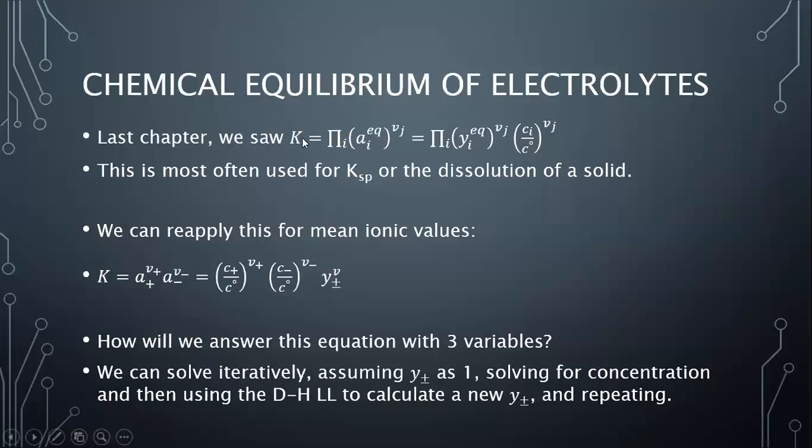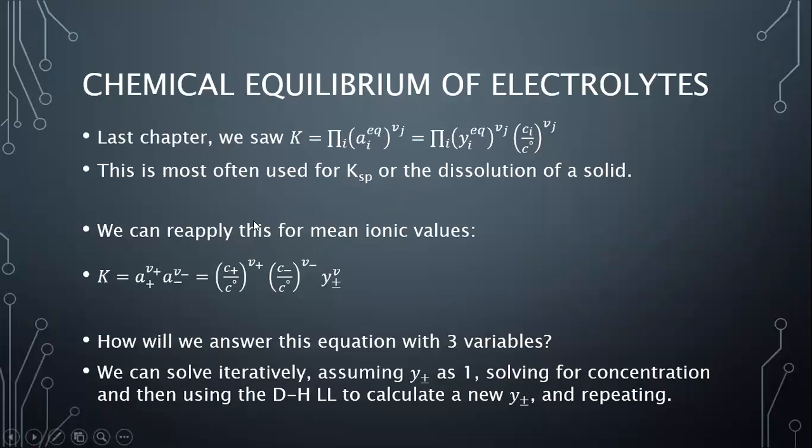Last chapter, we looked at the equilibrium constant K as the product of all the activities rather than the concentrations, with the activities then split into the activity coefficients times the concentrations. So this is most often going to be used for KSP. So how does a solvent dissolve differently, knowing the fact that it's going to form ions and thus screen each other and then affect it?